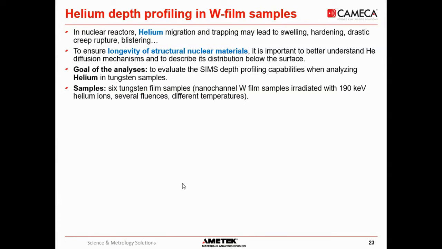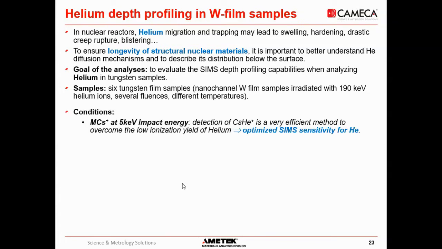It is known that helium and all other noble gases are not a very favorable case for SIMS. They do not ionize well, so in general it is not easy to analyze noble gases. But we really wanted to evaluate the detection limit that could be obtained for helium in these metal samples. There were 6 nanochannel tungsten film samples irradiated with helium ions at several dose values, and some of the samples with annealing.